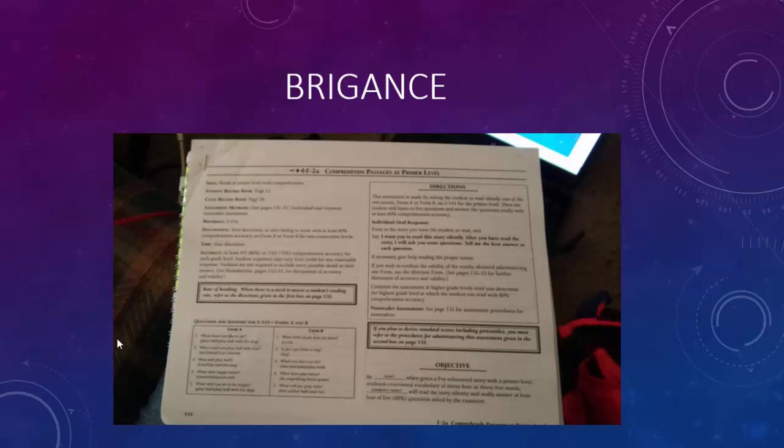And down in the left hand corner you'll see where it says Form A and Form B. Those are the answers to the questions that the student's going to have. So you can just mark on there what the student answers and then grade it all at the end.